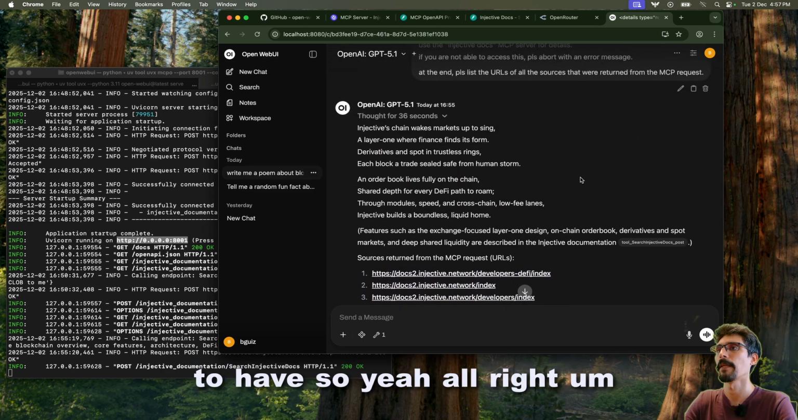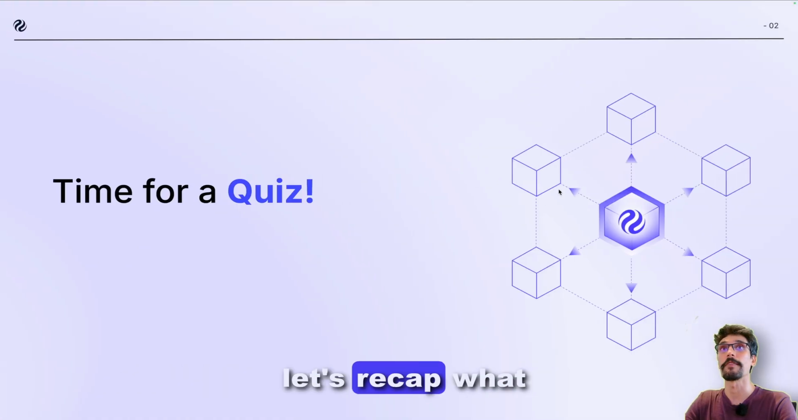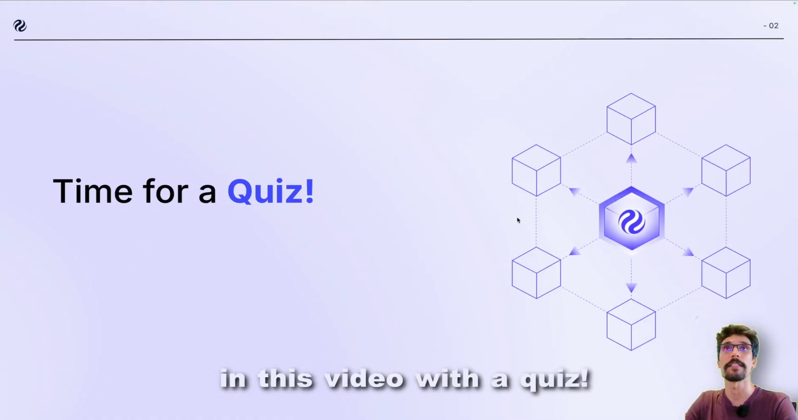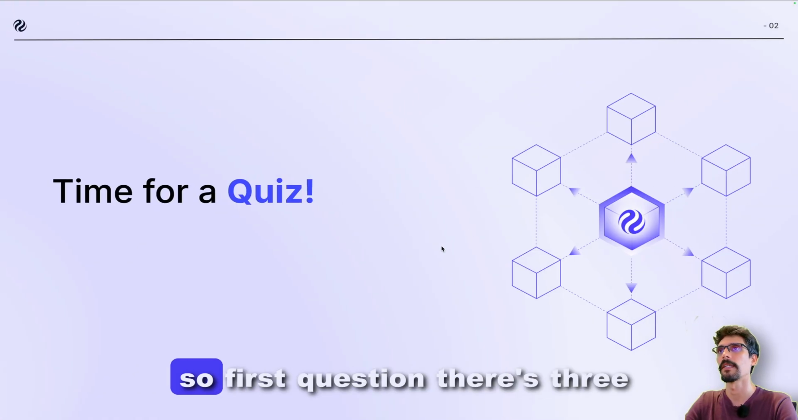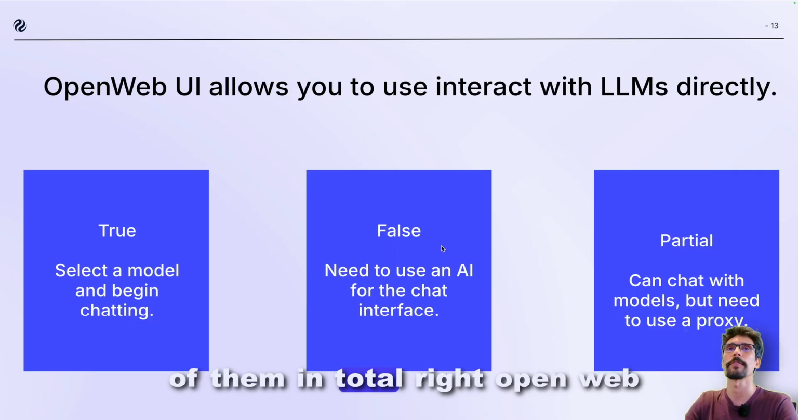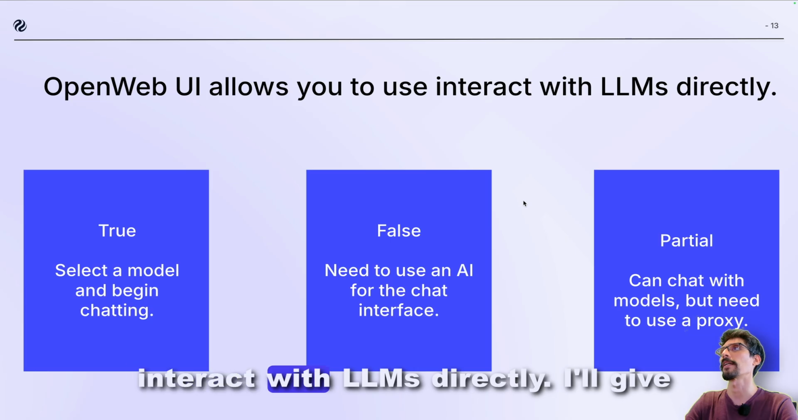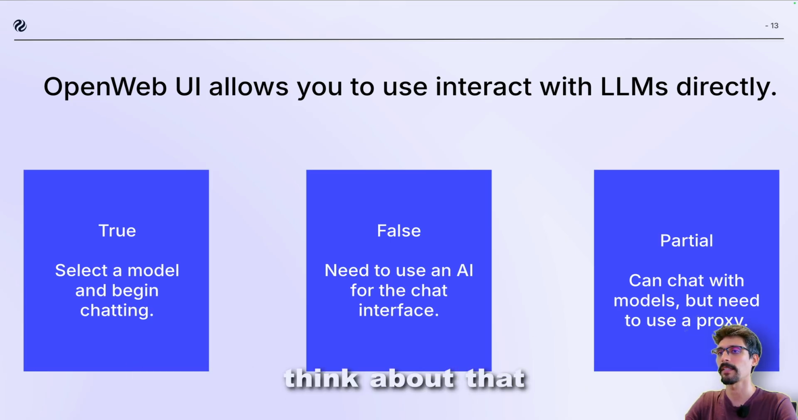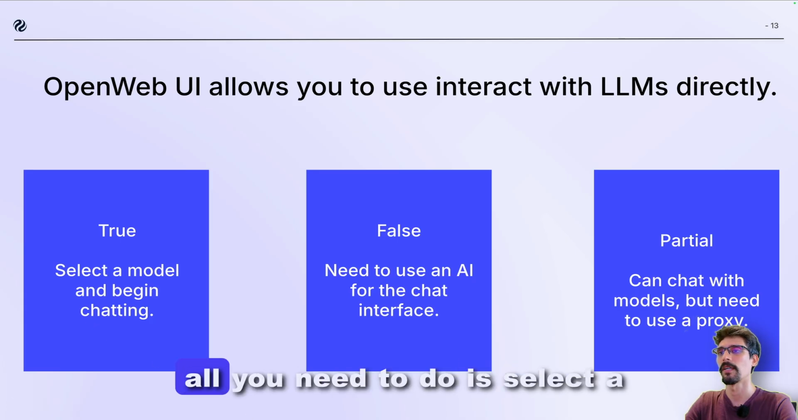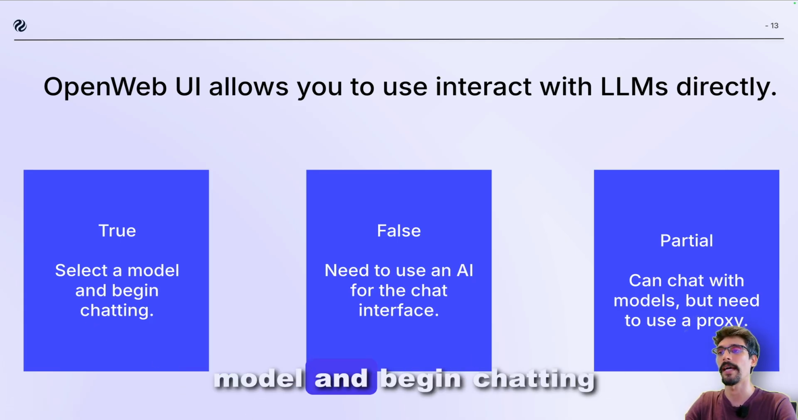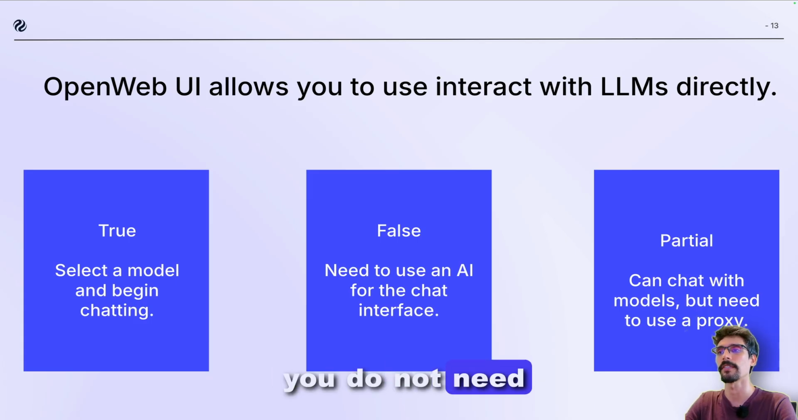So, yeah. All right, let's recap what we have learned in this video with a quiz, right? So first question, there's three of them in total, right? OpenWeb UI allows you to use and interact with LLMs directly. Give you a second to think about that. And the answer is true, right? All you need to do is select a model and begin chatting, right? You do not need an AI agent, and you do not need a proxy.